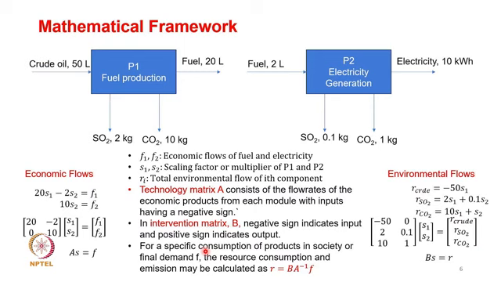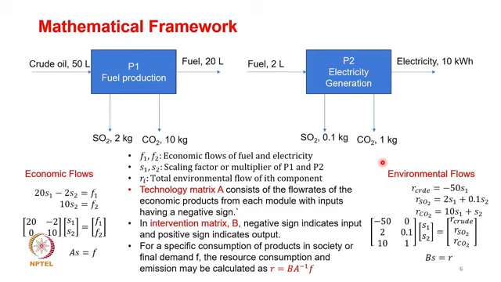So now let's see how to do this mathematical framework. Let's again look at the processes P1 and P2. P1: 50 liters of crude to 20 liters of fuel, with 2 kilogram of SO2 and 10 kilogram of CO2 emissions. And process P2: 2 liters of fuel is the input or consumption, and 10 kilowatt hour of electricity is produced, and 0.1 kilogram SO2 and 1 kilogram of CO2 is generated.